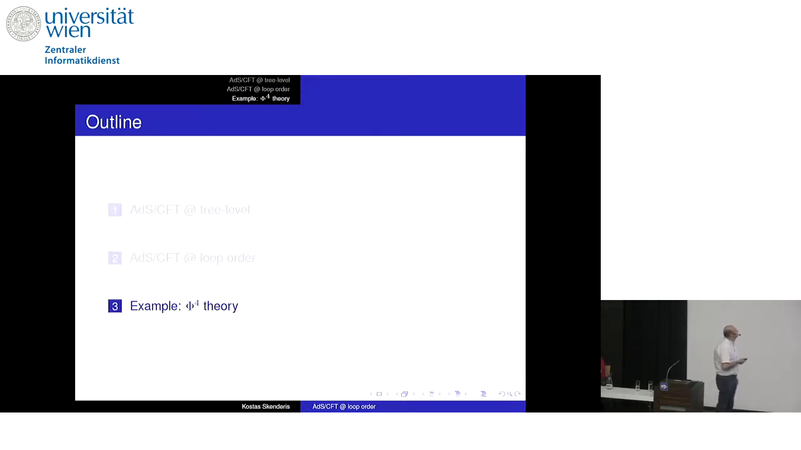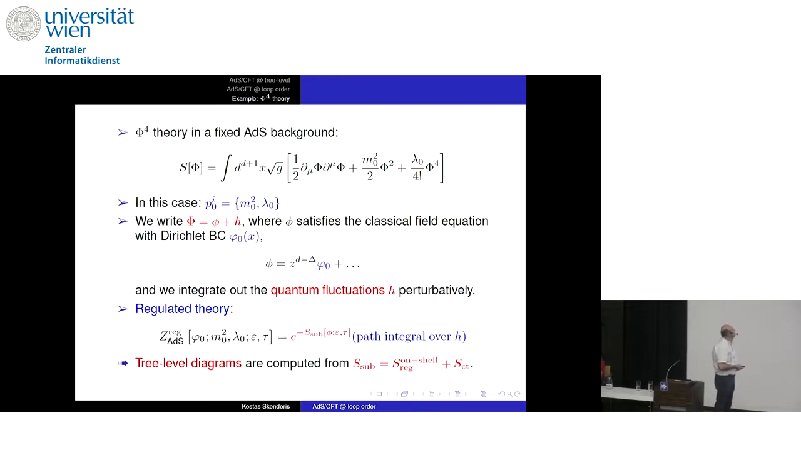Okay, so now this is the general setup. So now I'm going to illustrate this using, as an example, the Phi-fourth theory. In this context, I have a fixed AdS background. This will be my Lagrangian. So what I called earlier P naught I, it's the masses and the coupling.